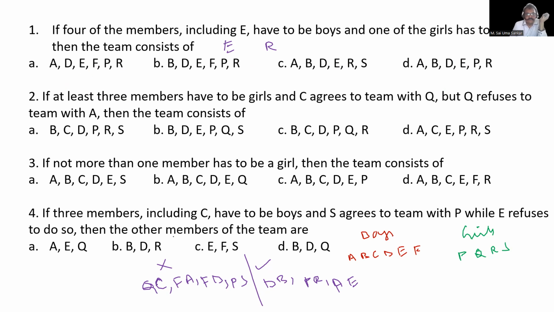Next. If QC is there, strike off this one. No. If FA is there, strike off this one. FD is there, strike off this one. PS is there, strike off this one. Next, F, no. PS, no. FD, no. Next, FA, no. Now, DB must be required. DB must be required. P and R must be together. So, this is not valid. Option D is the correct one.